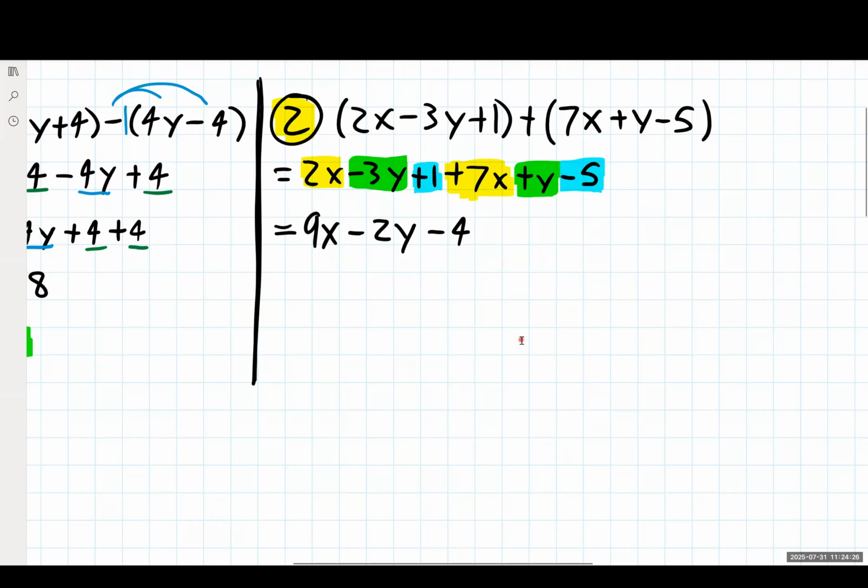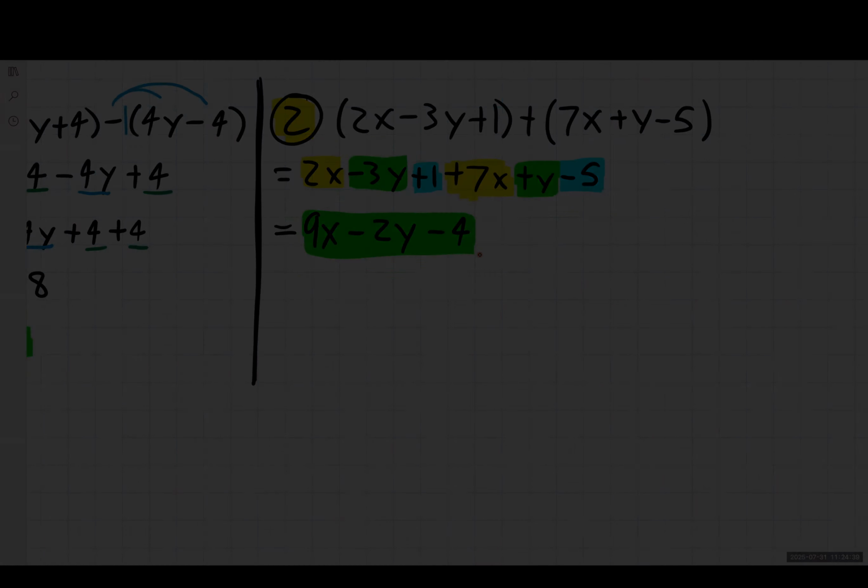Then I always check for myself, is this thing in standard form, alphabetical order, and by descending powers? Yes, it is. Fantastic. So I do not need to do any extra work. I have my final answer right here.